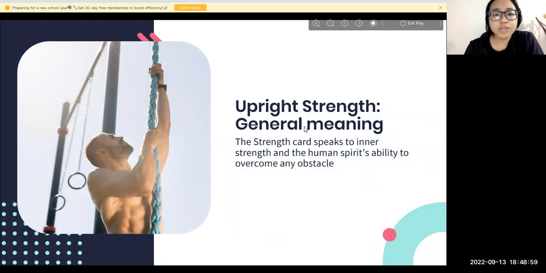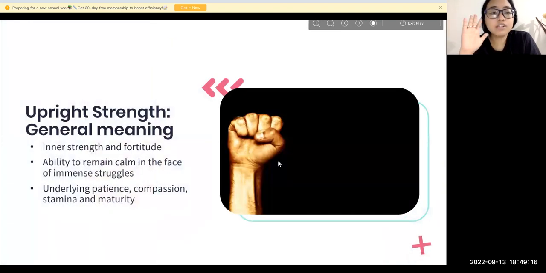So if the strength card is coming in a general meaning or a card of the day, so what does it mean? It means that you have an inner strength. You have inner power to overcome all the obstacles that are there in your life. Whatever the obstacle may be, whatever the challenges that you are going through, doesn't matter, but you have all the power to come out of that. There is an inner strength and fortitude. That means your inner power is so strong that you can move mountains like that.